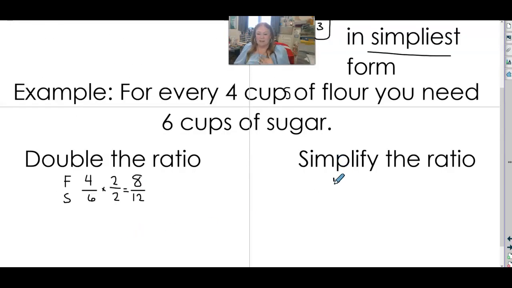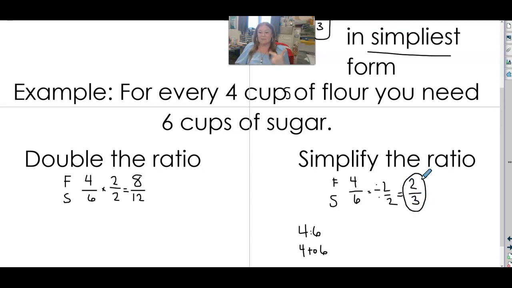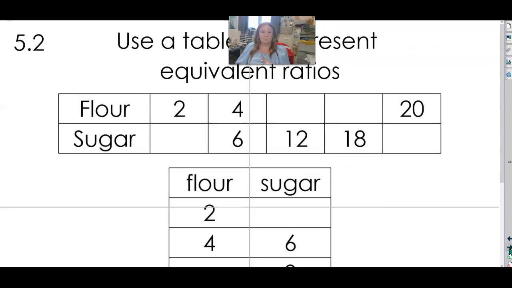Now we're going to simplify that ratio. So we're going to put our flour first, which was 4, and our sugar next, which was 6, right? I'm just writing it. I could say 4 to 6, but the easiest way is to treat it like a fraction. Now I simplify it. They can both be divided by 2. 4 divided by 2 is 2. 6 divided by 2 is 3. 2 and 3, the only thing that goes into those is 1. So I'm in my simplest form, that simplest ratio.